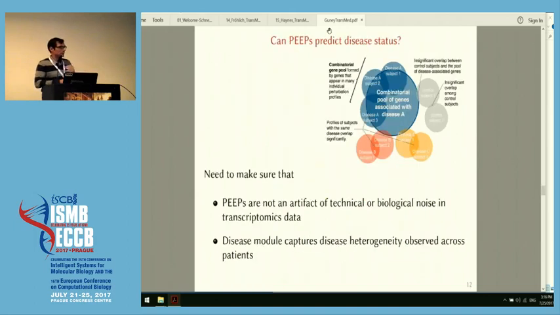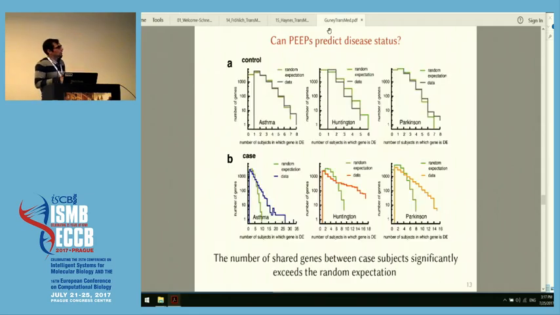But to do this, we have to make sure that we don't have any artifacts coming from biological or technical noise, which we make sure by normalizing and preprocessing the expression data. But still, we also have to make sure that the disease heterogeneity is captured within the pools that we are going to define by the number of common samples in which we observe a given perturbation profile. To this end, we look at the number of genes that are shared in different samples, and we compare this information coming from the data with a random expectation that we calculate based on a very simple binomial model.